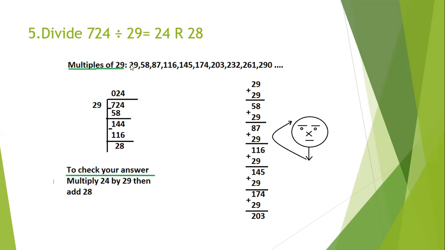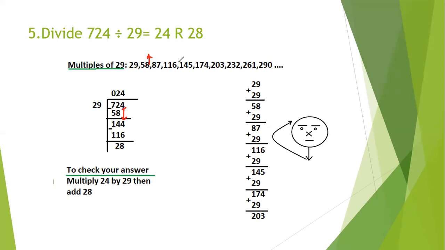Divide 724 by 29. Write the multiples of 29. 29 plus 29, 58, plus 29, 87, plus 29, 116, and so on. Let's start to divide. 7 divided by 29, 7 is smaller, so regroup, 72 divided by 29. 72, we can find it here between 58 and 87. How many multiples before 72? 2 multiples, right? 2. Then multiply. 2 times 29 equals 58. Subtract, 14. Bring down the next digit, 4.